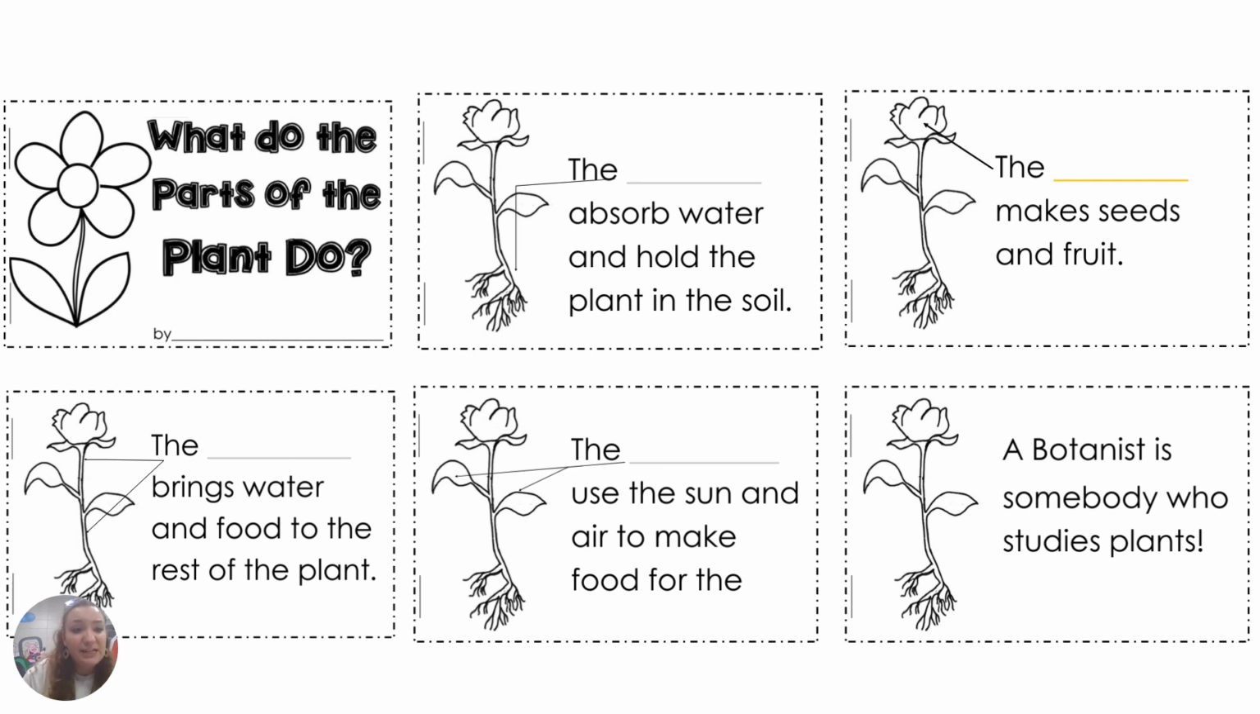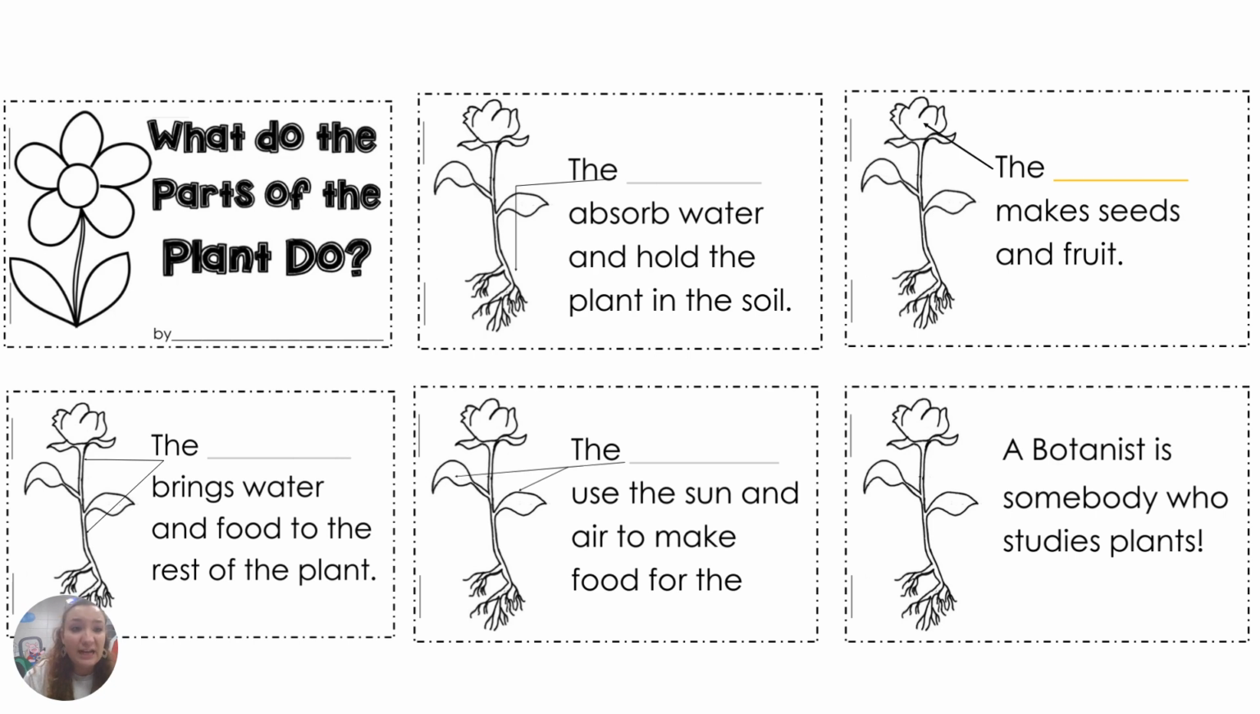The stem brings water and food to the rest of the plant. The leaves make food for the plant. The leaves use a process called photosynthesis to use sunlight, water, and air to make food for the plant. The food that they make is called glucose. Glucose is just a fancy way of saying sugar.